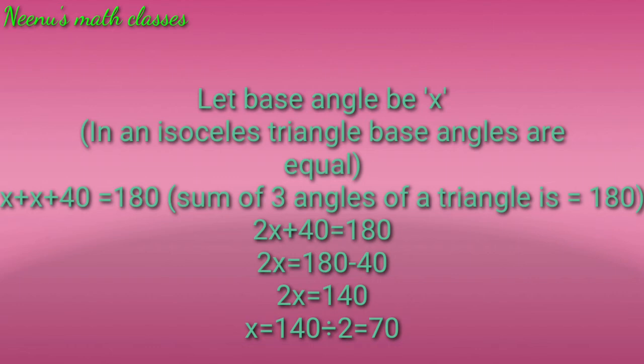So we can take the base angle as x. So we got x plus x plus 40 equal to 180. That is, we know that the sum of the 3 angles of a triangle is 180. So we got 2x plus 40 equal to 180, and 2x equal to 180 minus 40. 2x equal to 140. So x equal to 140 divided by 2 equal to 70. That is, we know that both the base angles are equal. So both are 70 and 70. So its answer is 70, 70.